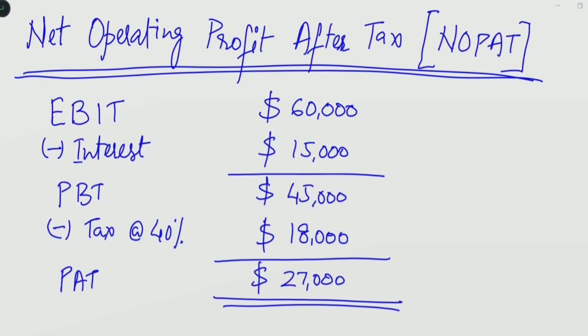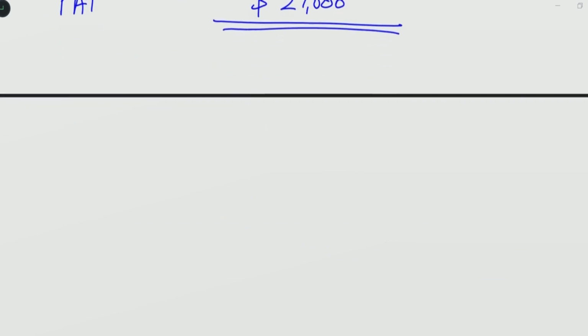So friends, we have learned how to compute the amount of profit after tax, but the objective over here was to compute net operating profit after tax. And of course, this amount, net operating profit after tax, and profit after tax are two different components. So let us learn how to arrive at net operating profit after tax. So we start with the amount of profit after tax that we have computed. Profit after tax that we have computed was $27,000.